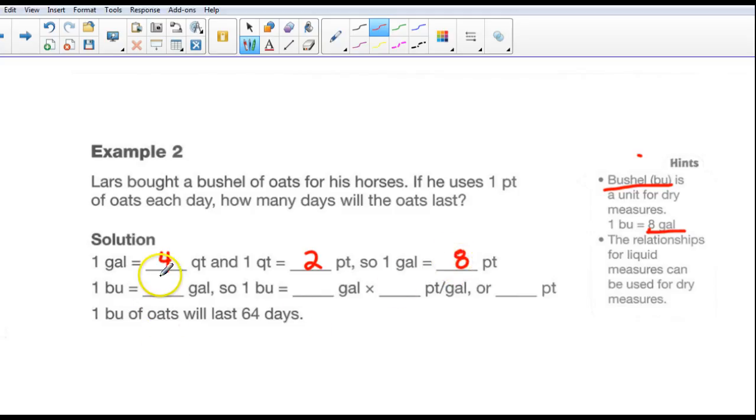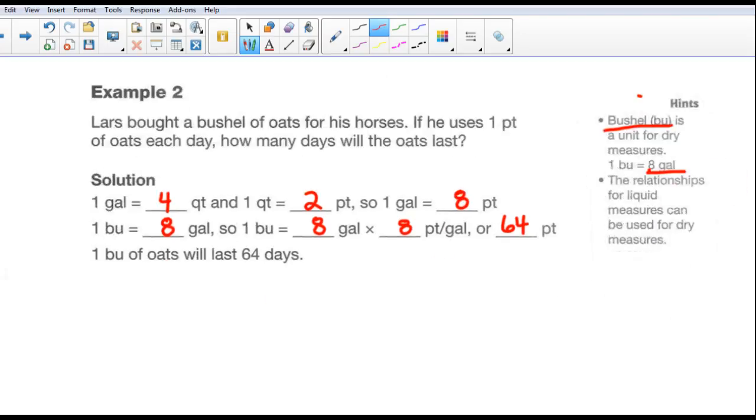Okay, so 1 bushel is equal to 8 gallons. So 1 bushel is equal to 8 gallons times 8 pints per gallon. Okay, that's where we got this number from, 8 pints per gallon, or 8 times 8 is 64 pints. So 1 bushel of oats will last 64 days. Okay, so if he buys a bushel of oats for his horse, he can feed that horse for 64 days, or just roughly over 2 months.